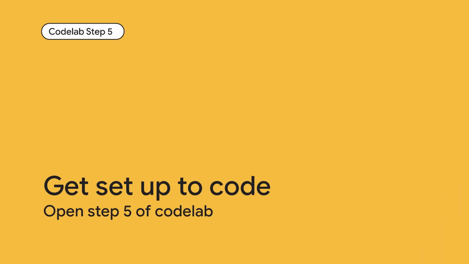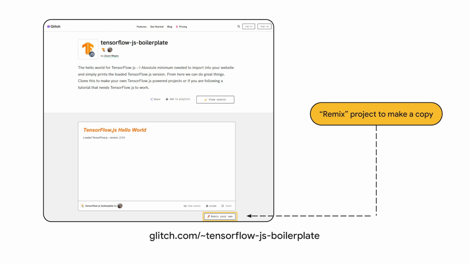Head on to step 5 of the Code Lab. Now head to glitch.com and open the TensorFlow.js boilerplate page by the link shown on the slide. Once loaded, fork a new copy of that you'll use to implement this project. You'll need to be signed into Glitch if you want to save your progress. Feel free to pause the video to do that and then continue.